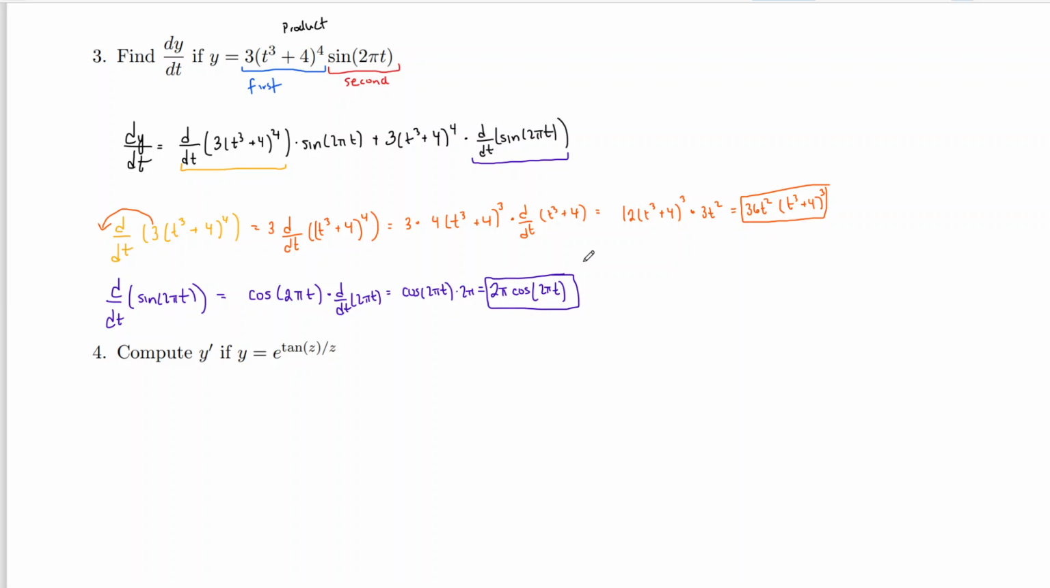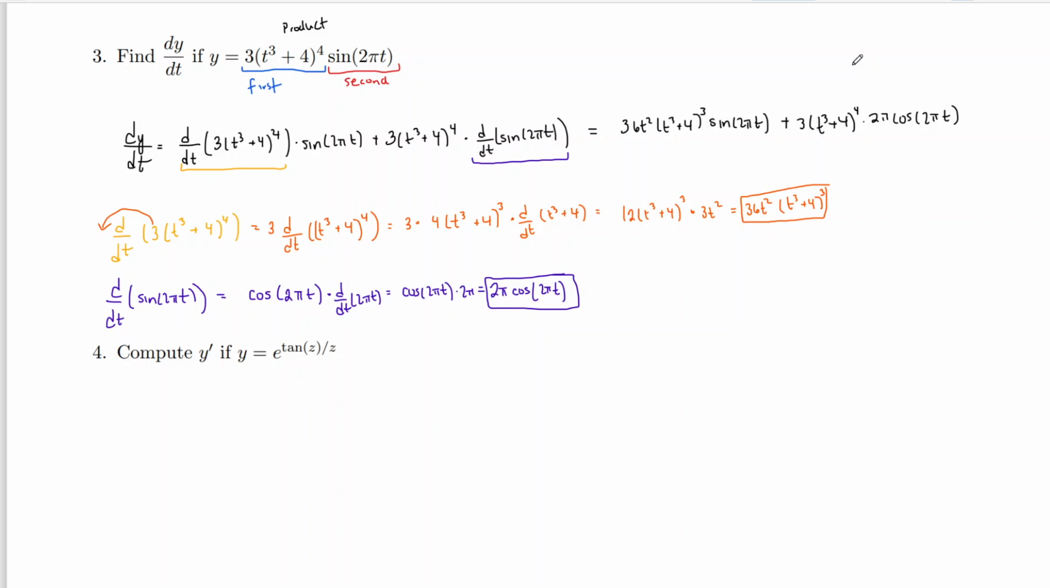Okay. Now we've got each of our derivatives to plug in. Maybe it looks like it'll simplify when we do it. Maybe it won't. We'll see. But after we plug in, we'll pretty much be done. The first one, the derivative here, we got 36t squared times t cubed plus 4, what I have boxed in orange, cubed. And then that's multiplying sine of 2 pi t. Then we have plus 3 times t cubed plus 4 to the 4th. And then we multiply by the derivative of this, which was 2 pi cosine of 2 pi t.